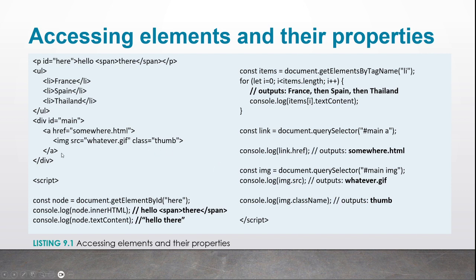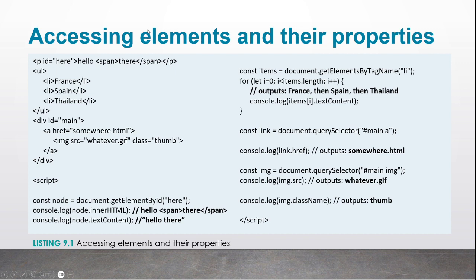So our image tag here has a class name of thumb. So it's going to put out thumb. So that's some of the ways where you can go and grab an element, which is what we've been doing previously in our previous lab. We went and grabbed an element and then we're modifying them, right?